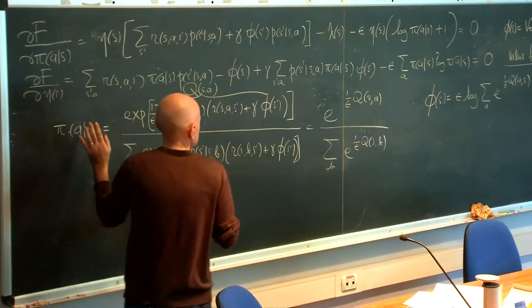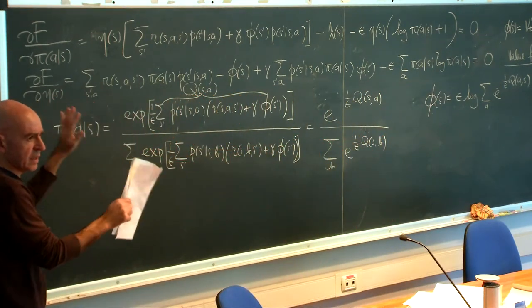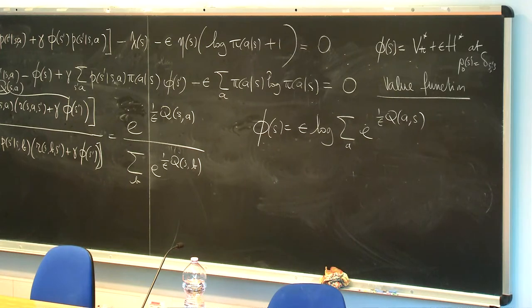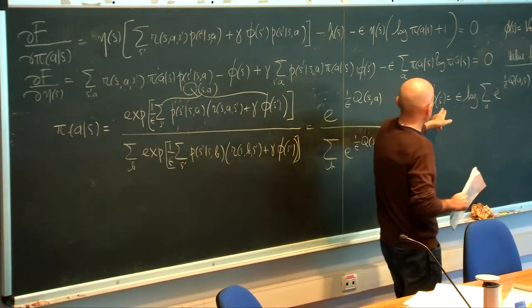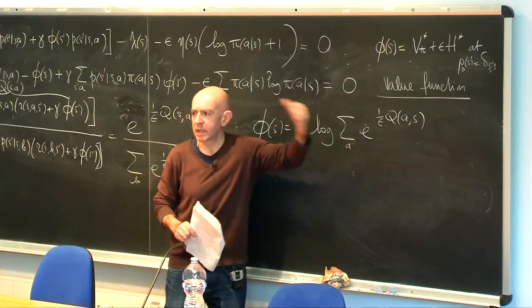I'm not doing anything other than solving these things, plugging back in, and using definitions, okay? There's nothing I'm adding to this. It's just simple calculations. So this is the definition which gives Q in terms of phi, and this is the way by which you get phi out of Q, the other way around.